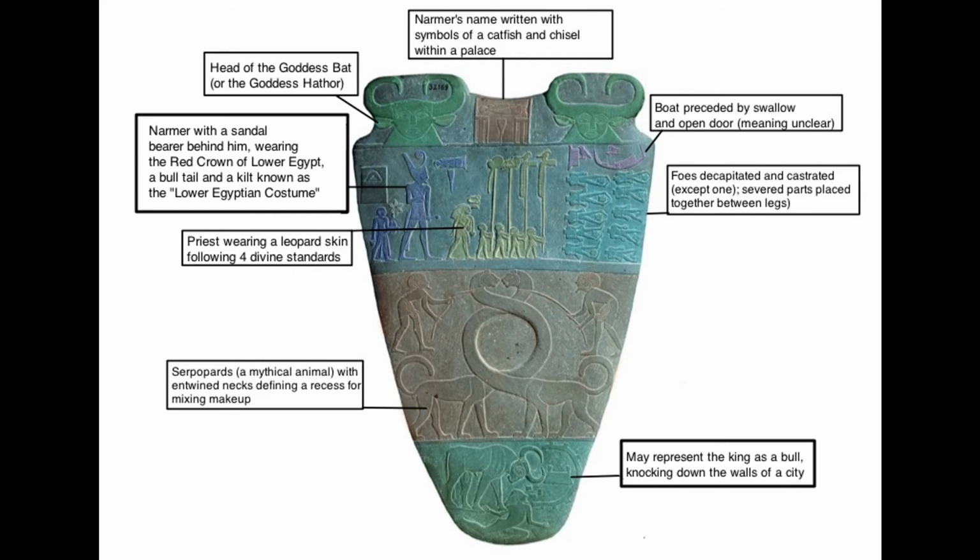And then that is above the bottom register, which shows a bull, which represents the pharaoh, standing on a man, and then plowing through the walls of a city, shown in aerial view, and a mastaba inside of that. A mastaba is a type of burial structure used before pyramids.